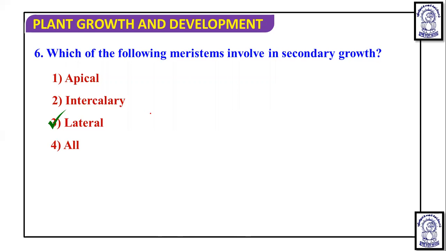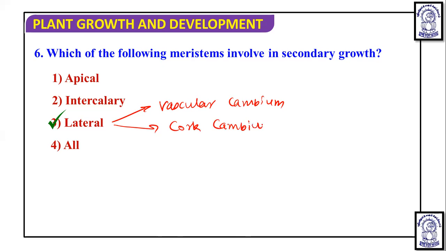And this lateral meristem obviously includes the vascular cambium and cork cambium. These both are involved in lateral growth.